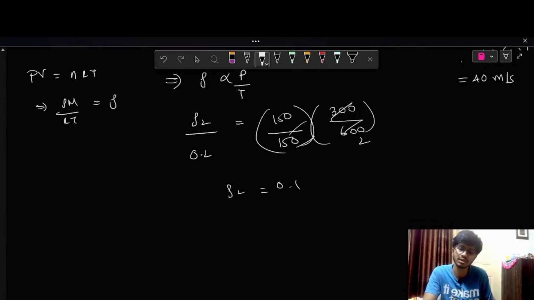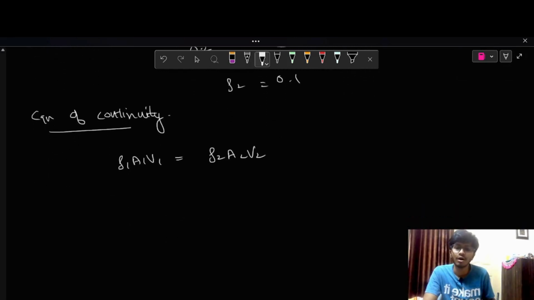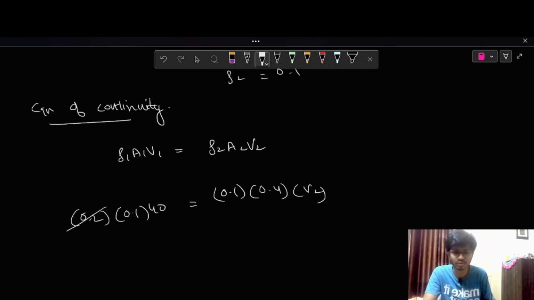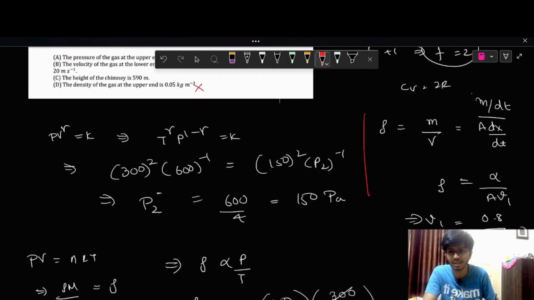After this we use the equation of continuity, according to which rho 1 A1 v1 is equal to rho 2 A2 v2. Rho 2 is 0.1, A2 is 0.4, v2 we don't know, v1 is 40, A1 is 0.1, and rho 1 is 0.2. So V2 is 20 meters per second, which implies that option B is correct.